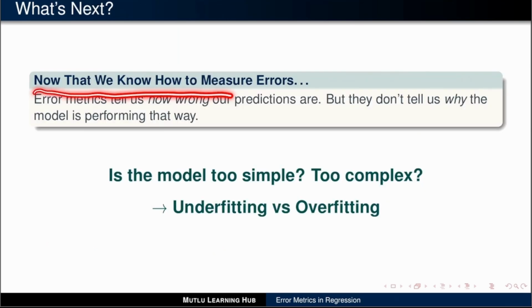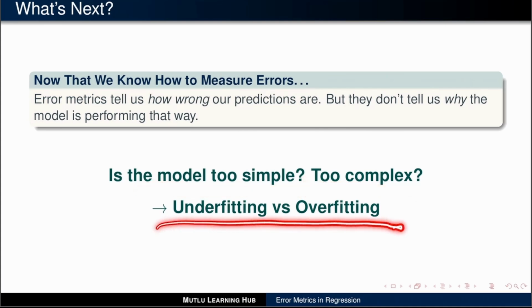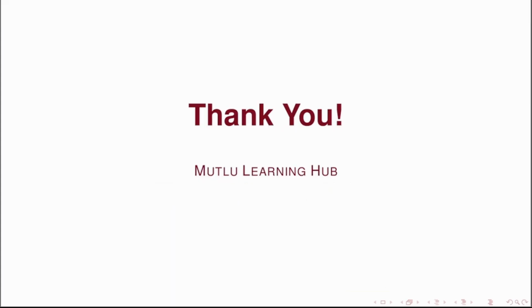Now that we know how to measure errors, the next question is, why do these errors happen? Is your model too simple, too complex, or just right? That's where the idea of underfitting and overfitting comes in, and that's what we'll explore next.